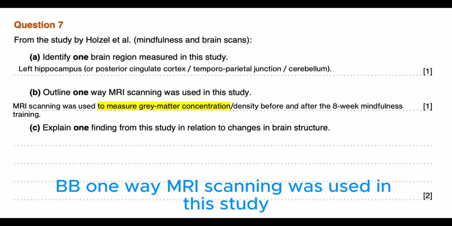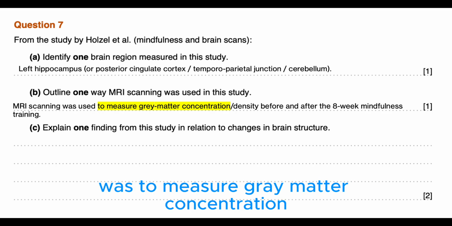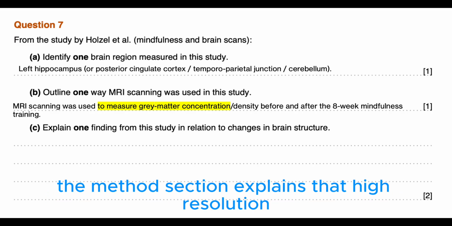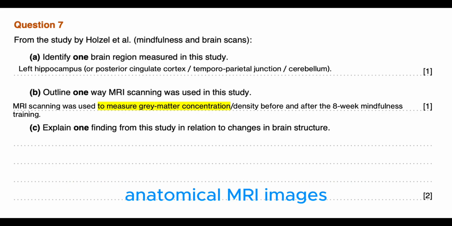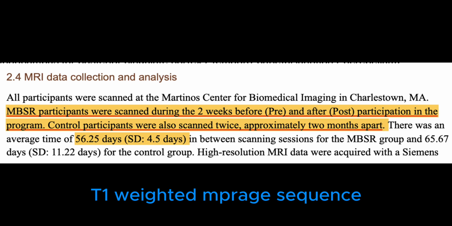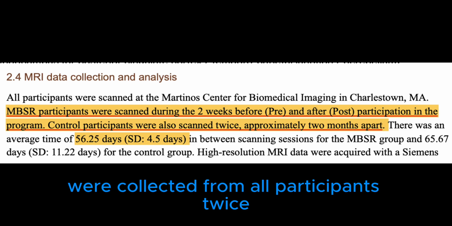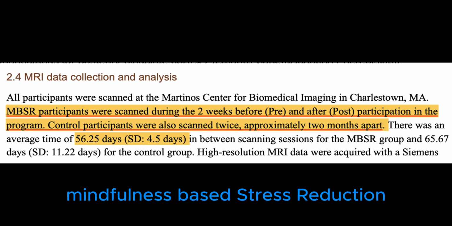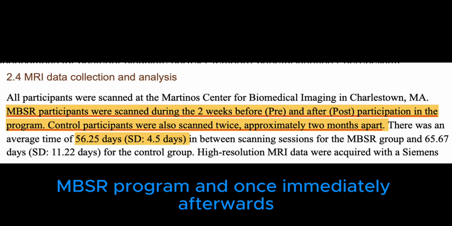B. One way MRI scanning was used in this study was to measure gray matter concentration before and after the mindfulness training. The method section explains that high-resolution anatomical MRI images, T1 weighted image sequence, were collected from all participants twice. Once in the 2 weeks before the 8-week mindfulness-based stress reduction (MBSR) program and once immediately afterwards.